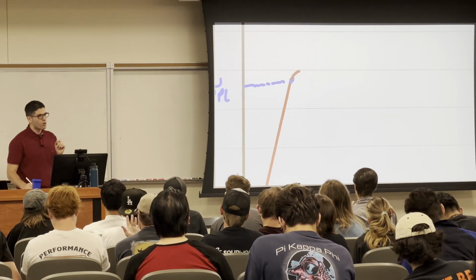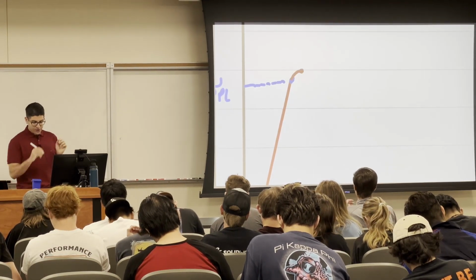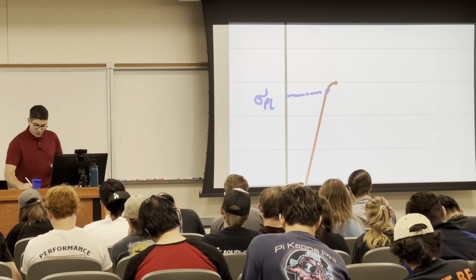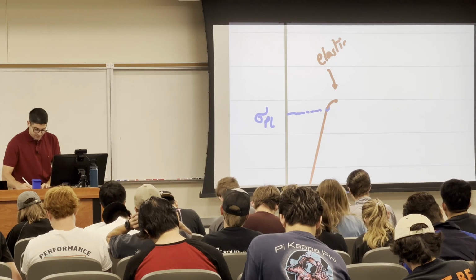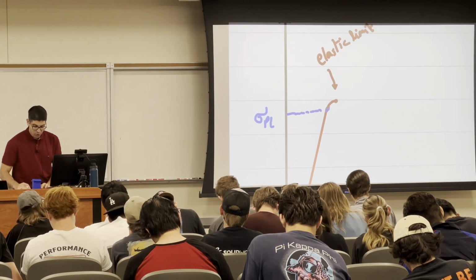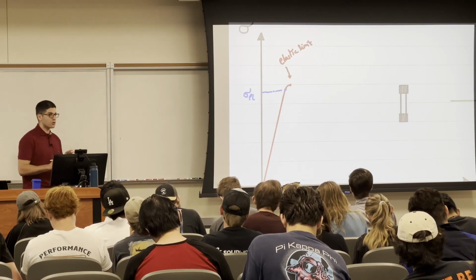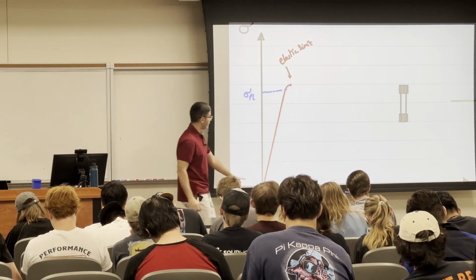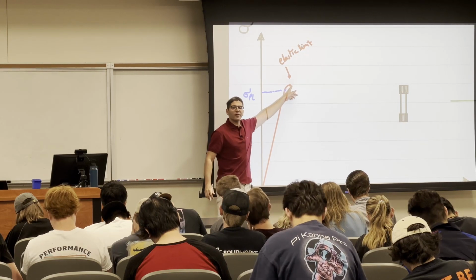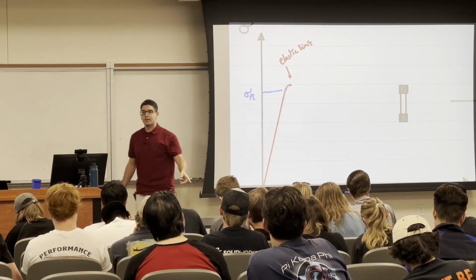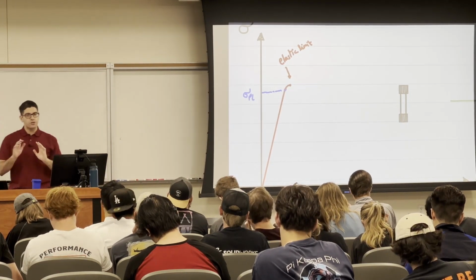But if I just add a little bit more stress here, it's going to curve. And this is what we call the elastic limit. Okay? And for the elastic limit also, if I loaded the specimen and I stopped here, it will also return back to its original shape. So there is no permanent strain.